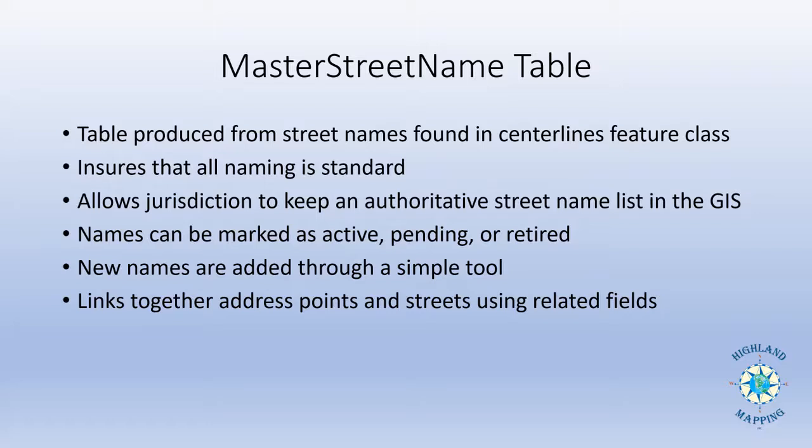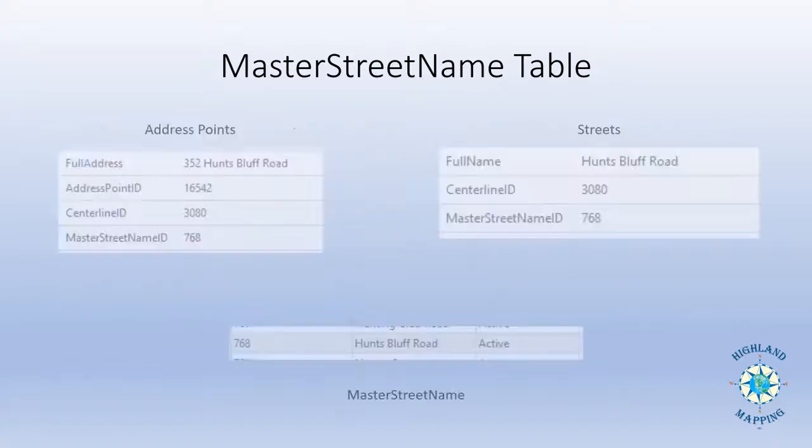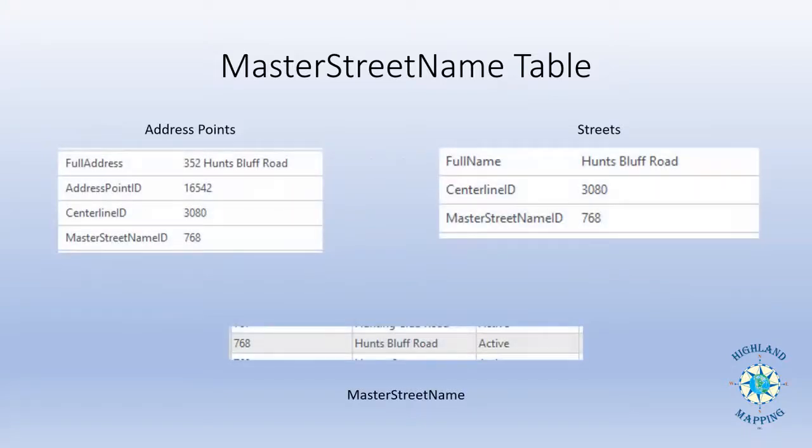New names are added through a simple tool. Streets and address points are linked together using related fields. In other systems, address points, center lines, and approved road names can exist exclusive from one another. Our system relates both address points and center lines back to the master street name table so that naming remains consistent.